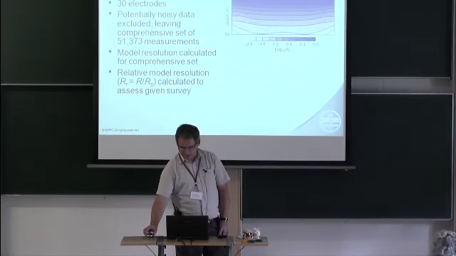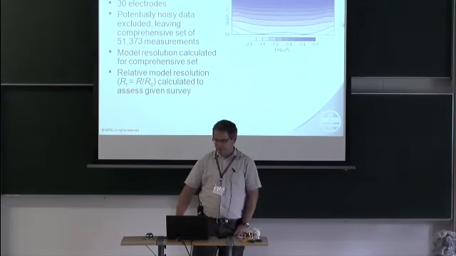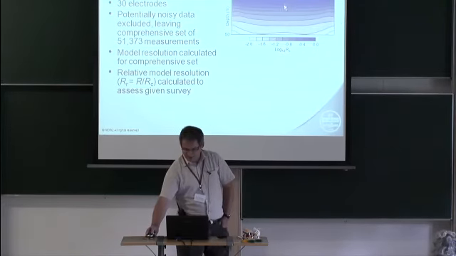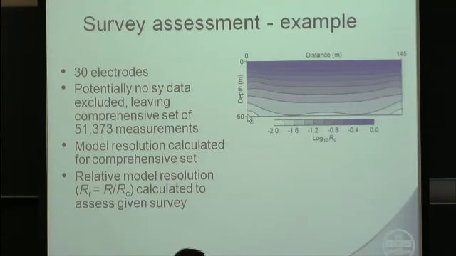That's the plot of the model resolution for the comprehensive set. It's on a logarithmic scale here. Blue is very well resolved, white is very poorly resolved, and the resolution drops off roughly exponentially with depth, which is typical for a surface survey.